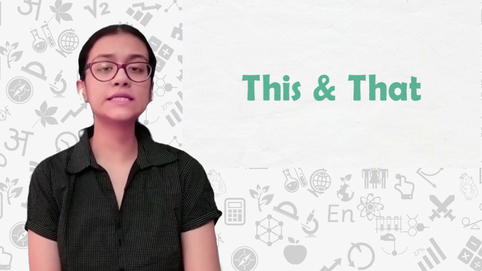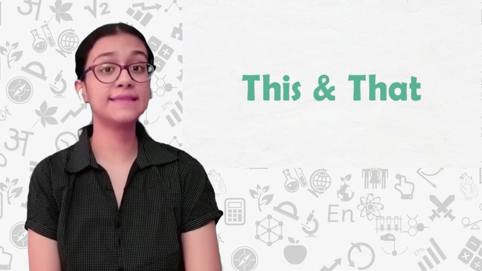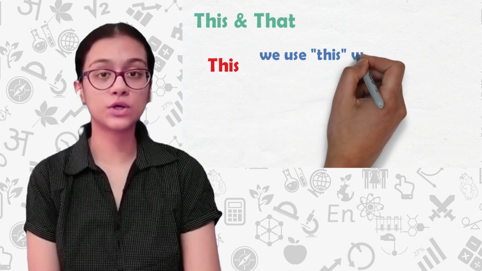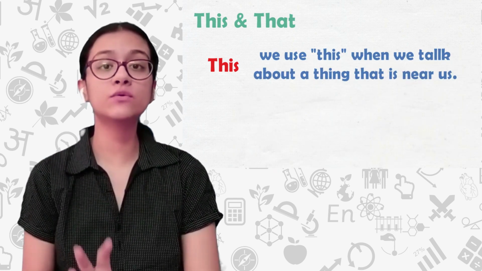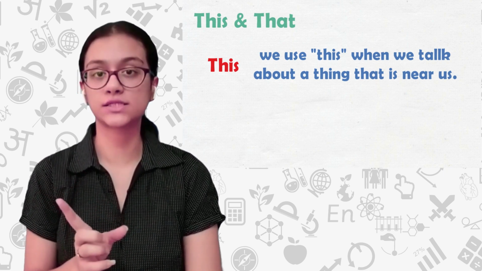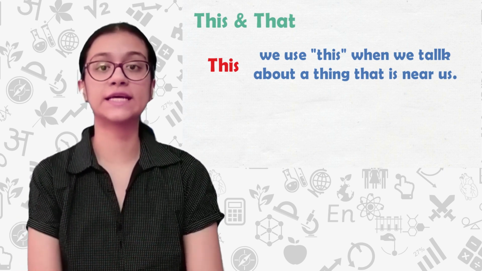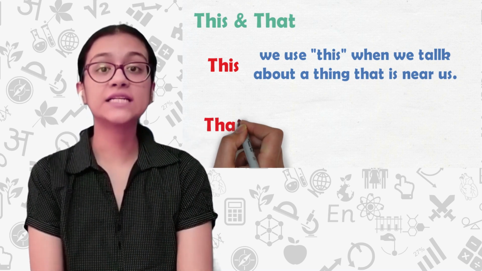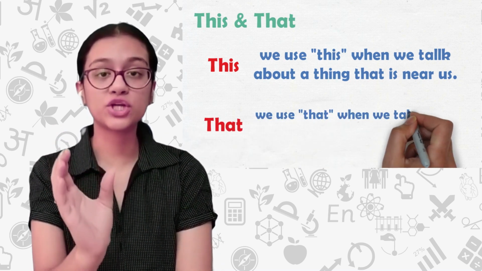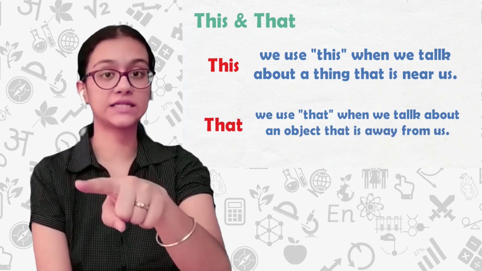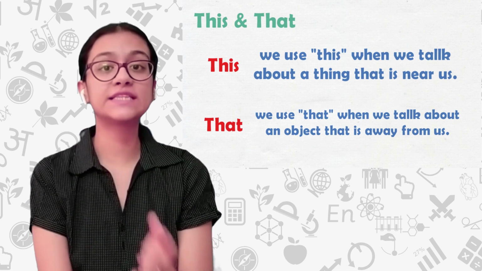So what do you think is the difference between this and that? The only difference between these two words is that whenever we use this, we are talking about a thing that is near us and we can point to it easily like this. And whenever we talk about that, then that object is far away from us and we have to point to it like that. So this is the difference between this and that.